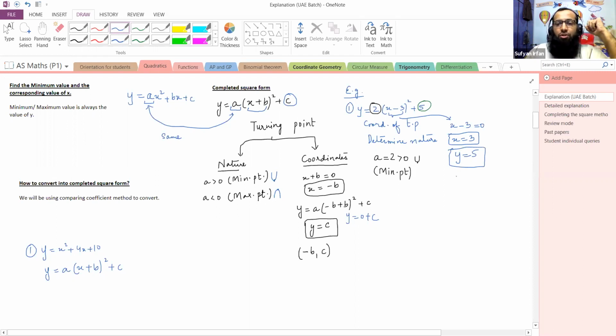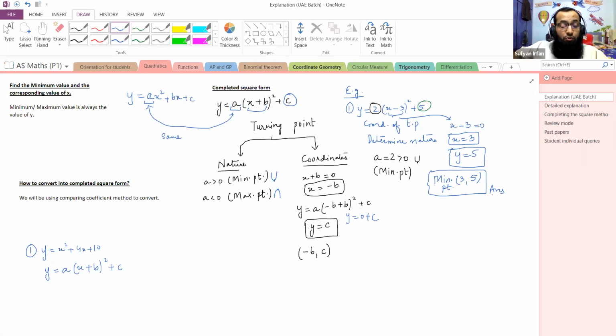So this means the coordinates of the turning point are (3, 5), and this is a minimum point. So we have determined the nature and we have given the coordinates of the turning point. Have we all been able to understand this example, or is there any confusion? Please share your feedback in the chat, and if you have any queries, you can raise your hand and ask.